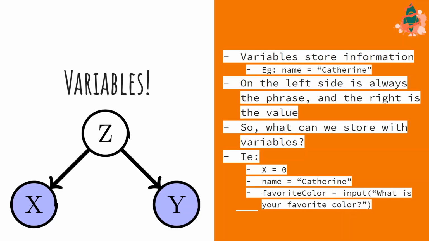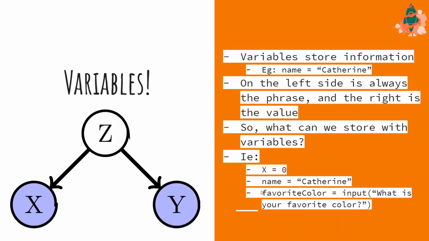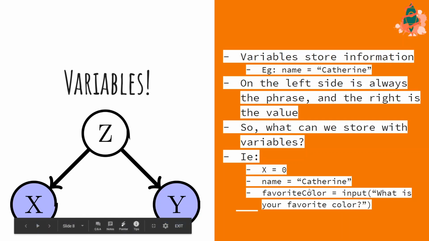And so what can we store with variables? You can store integers, strings, and floats, which I'll talk about later as well. But the most important thing is that variables are basically helping you make your code way simpler. So instead of each time doing input, what is your favorite color, you can just make that into a variable.